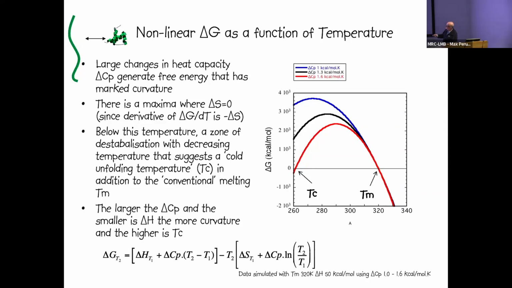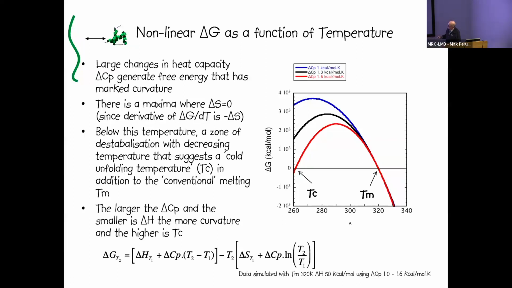Below this maxima, there's a zone of temperature where destabilization occurs. So the free energy is going down, and potentially here, the simulations predict that the protein would unfold again if we cooled it down far enough. This is known as cold denaturation, cold unfolding temperature. And this is in addition to the conventional melting temperature that we would think about when we do thermal melts.